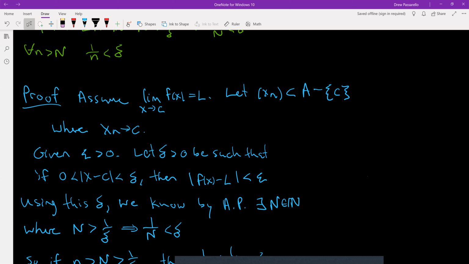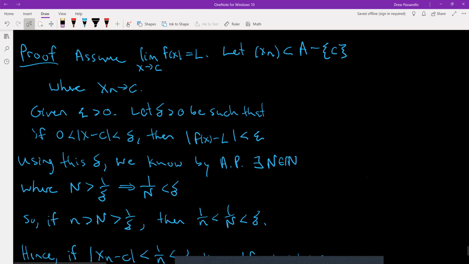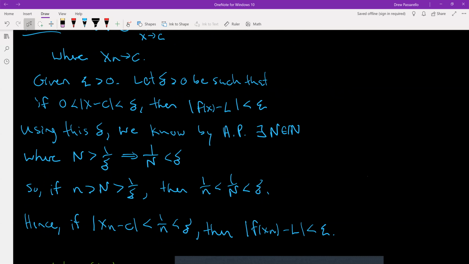Then 1 over capital N is less than delta. So if little n is bigger than capital N, which is bigger than 1 over delta, then we have 1 over little n less than 1 over capital N, which is less than delta. Hence, if the absolute value of x_n minus c is less than 1 over n, which is less than delta, then we have the absolute value of f(x_n) minus L less than epsilon.